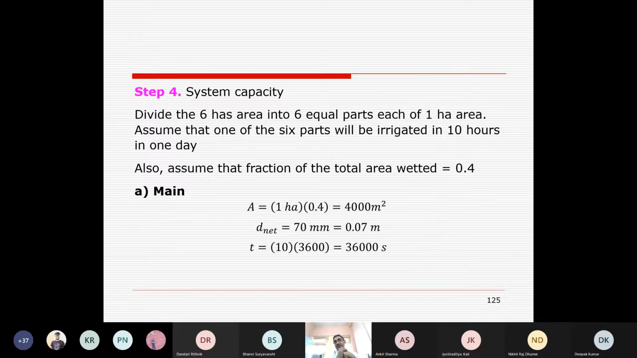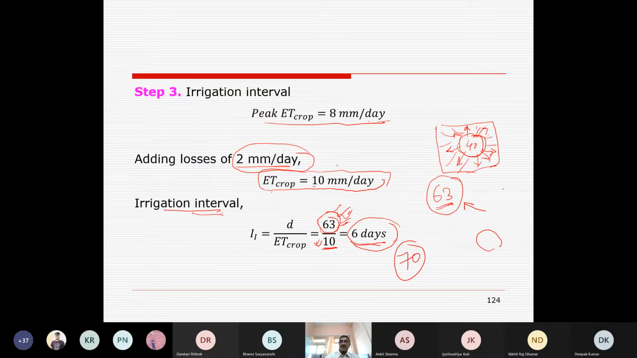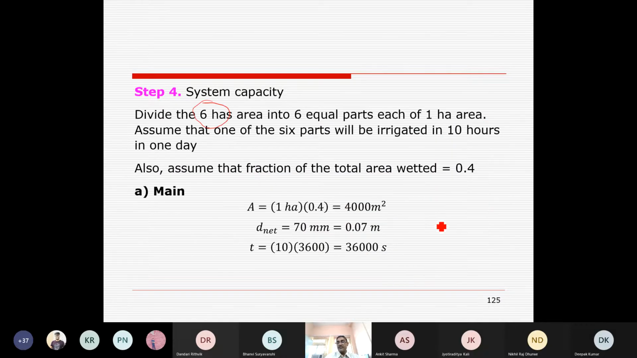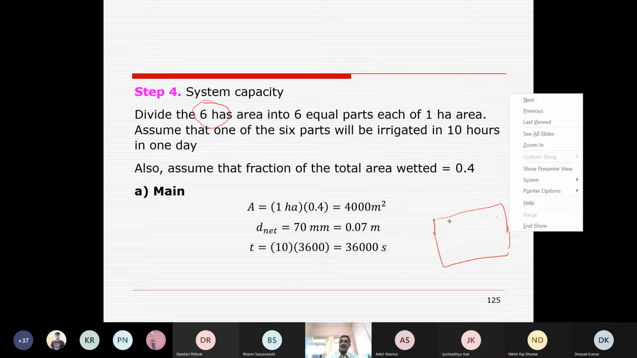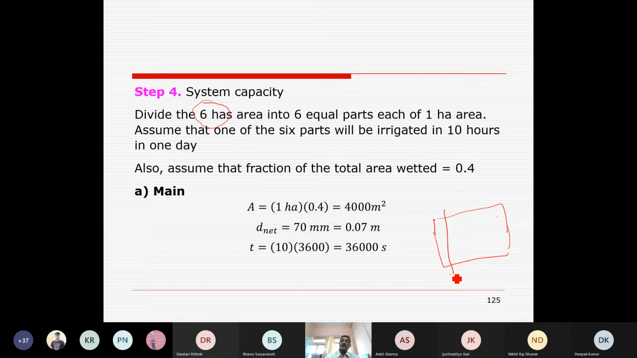Now let us go to system capacity design. So this is a total 6 hectare area, which must be irrigated in such a way that within 6 days the whole 6 hectare area is irrigated once, and on the 7th day it is again coming to the first part. So there must be six equal portions which are covered in 6 days: 1, 2, 3, 4, 5, and let us make one more. It is covering just one portion every day, and on the 7th day it is again coming here. So 6 hectare area into 6 equal parts, each will become 1 hectare of land.